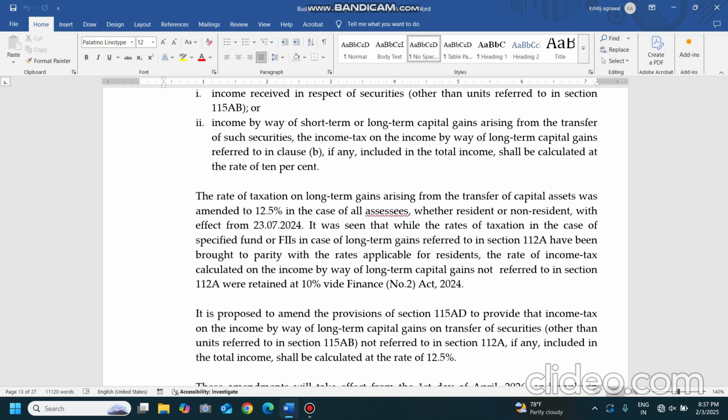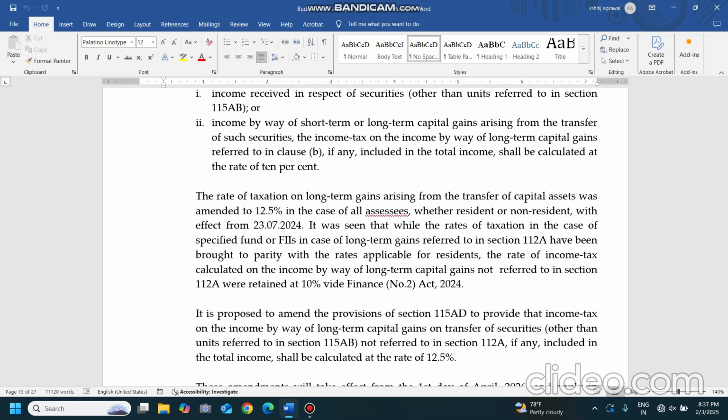So under section 115AD, long term capital gains, two kinds of securities are there. One that is covered under 115AB and one that is not covered under 115AB. If any security is not covered under 115AB and any non-resident is transferring it, then the rate of tax was earlier 10%. It was retained at 10%, but in order to bring it to parity with other non-residents and other global businesses, it has been increased to 12.5%.